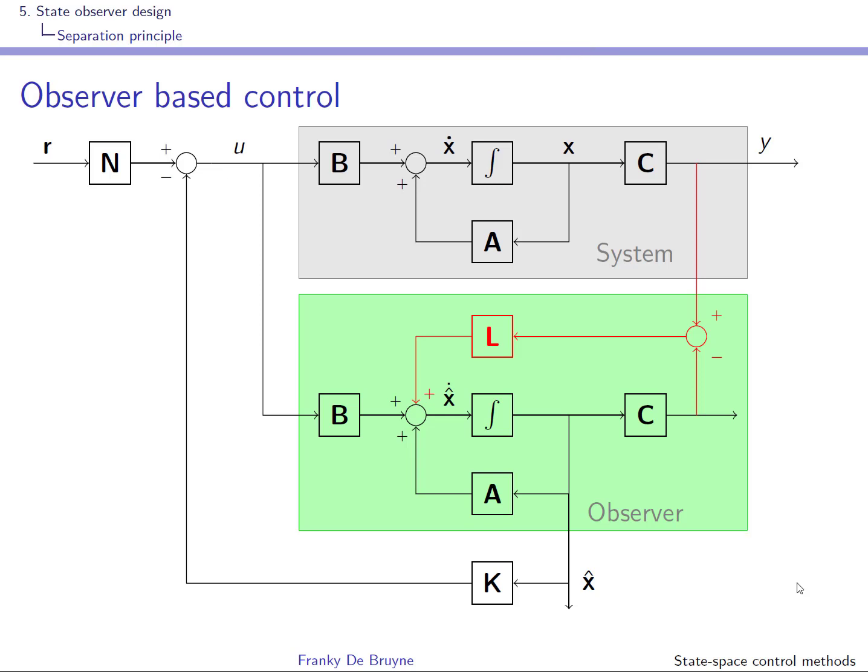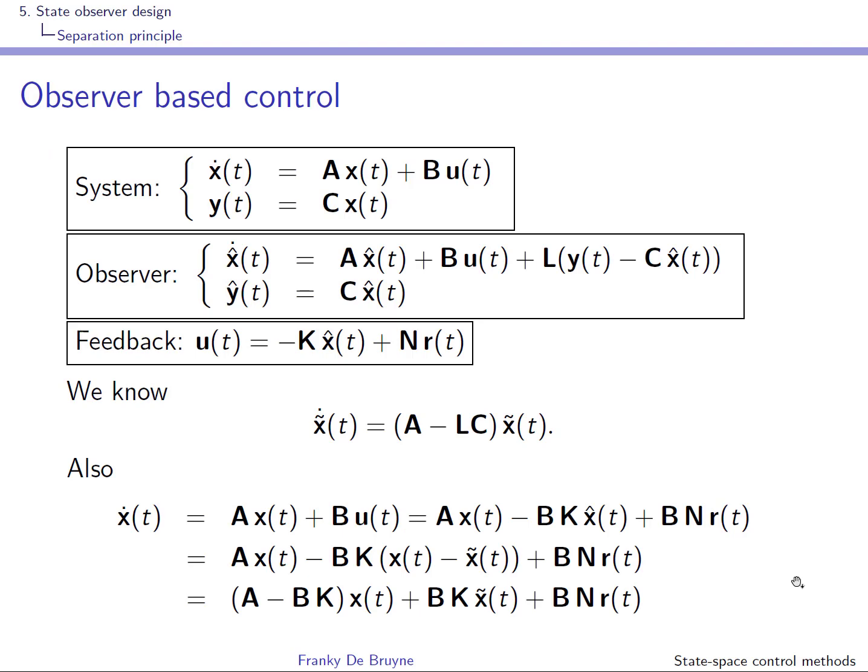So what we can do now is write the equations that are behind observer-based control. Here are the state space equations of the system. Here are the equations of the observer, the naive observer, plus the term that uses the difference between the measurement and the estimated output to correct the estimated state. And here the feedback equation, where now the state feedback is acting on the full order observed state.